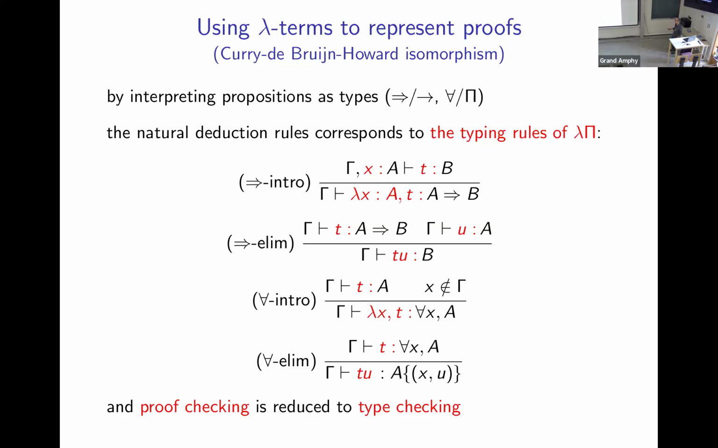Then the introduction rule for implication corresponds to abstraction, the elimination rule to application, and the same thing for the universal quantifier. The only difference is that here we have a variable that is a term, and here we have a variable that is the proof of the proposition. And by doing so, we are going to see how to implement this in the logical framework. So we reduce proof checking to type checking.